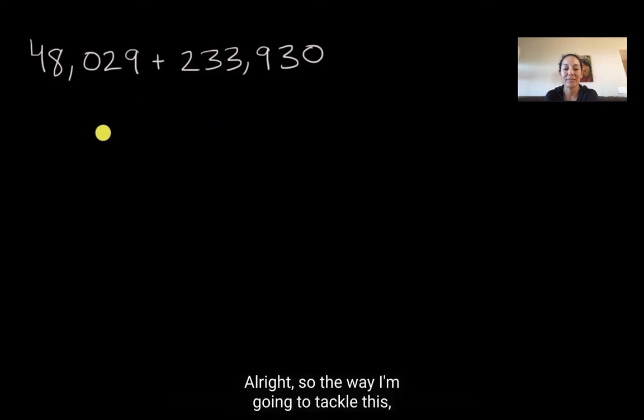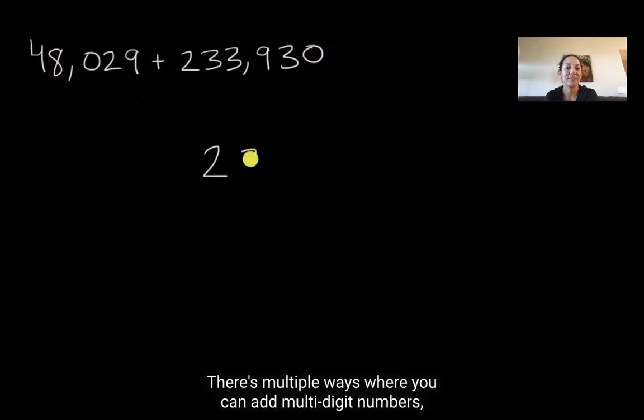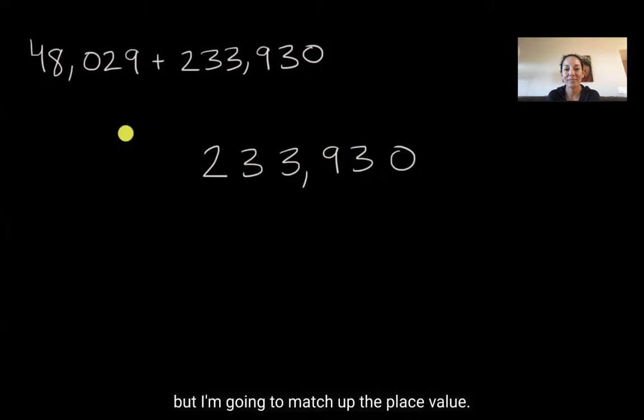All right. So the way I'm going to tackle this, I assume that you've had a go at it. I'm going to take the larger number and write it on top. I'm really doing the standard method. There's multiple ways you can add multi-digit numbers, but what I'm going to do is the most typical method. Then I'm going to write the smaller number below it, matching up the place values. I'm going to write the ones place in the same column as the ones place of the top number.